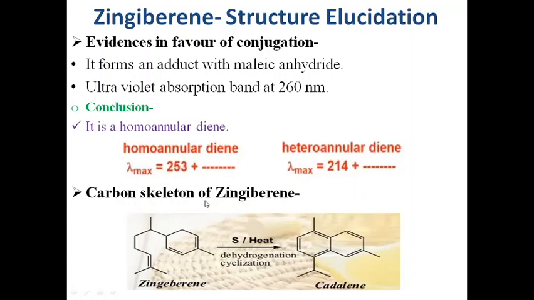Next we come to the carbon skeleton of zingiberine. Which type of skeleton is present in zingiberine? Zingiberine is subjected to dehydrogenation or cyclization, resulting in the formation of cadalin, which is an aromatic compound. This gives evidence about the skeleton of zingiberine.